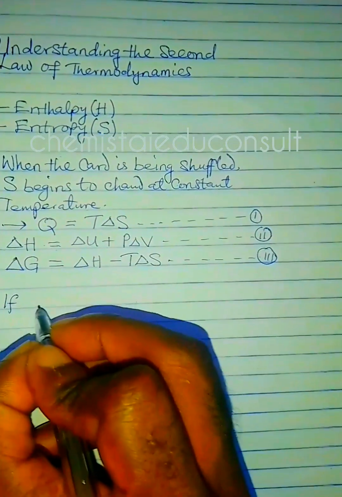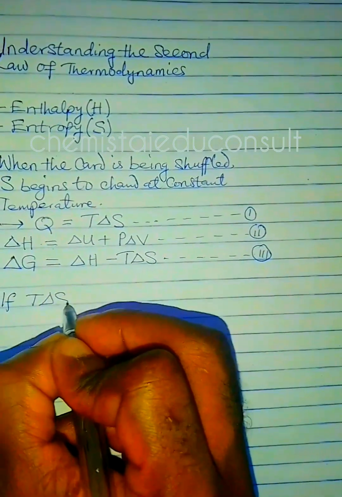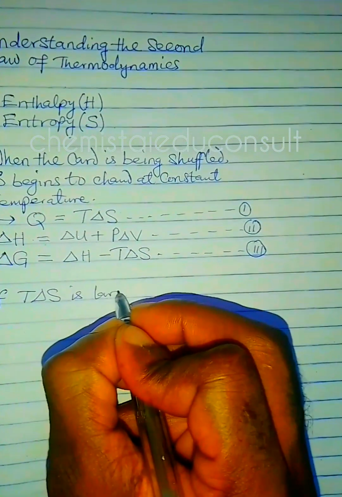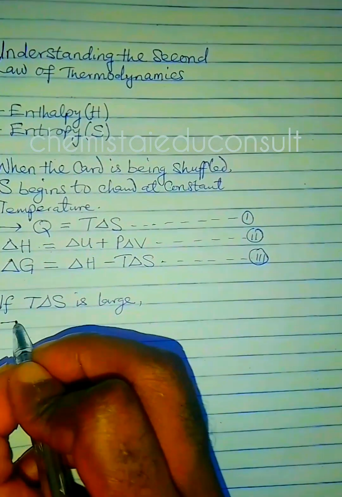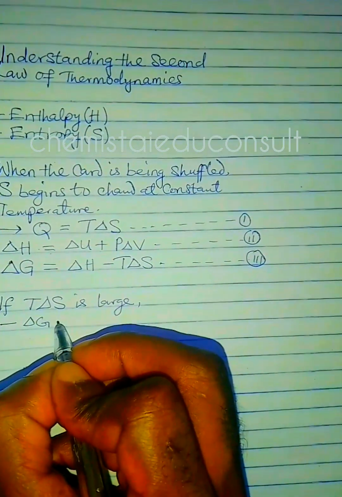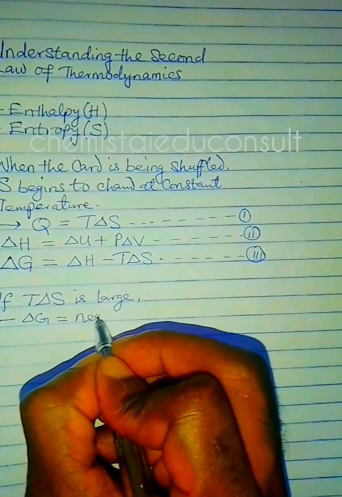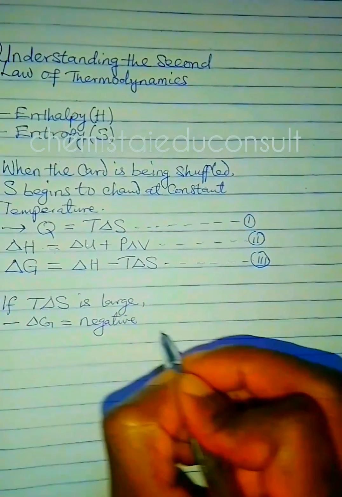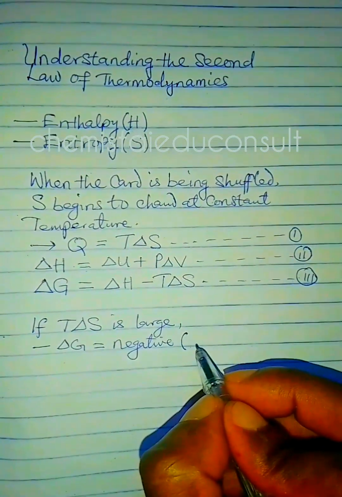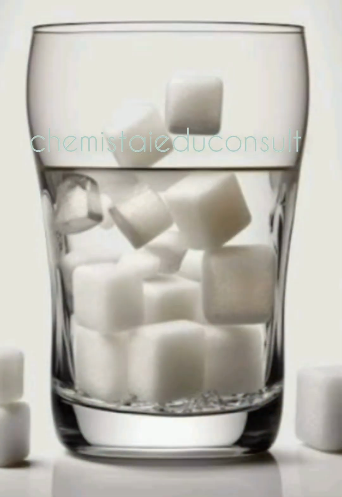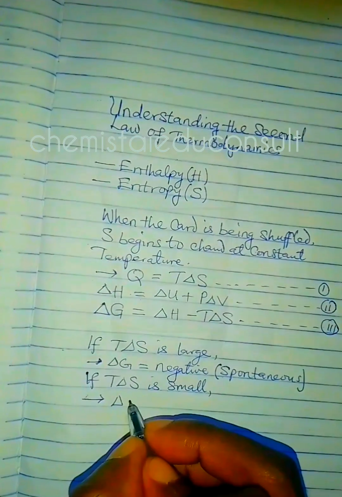Now, if T delta S, whose value is determined by the magnitude of delta S, is so large, then because there is a minus sign between delta H and T delta S in the Gibbs free energy equation, it means that the delta G will be negative. And negative delta G suggests a spontaneous process, a self-driven process like dissolution of salt in water. You don't have to force the salt to dissolve because the process is spontaneous and because T delta S is so large. But when T delta S is small, this makes delta G positive.